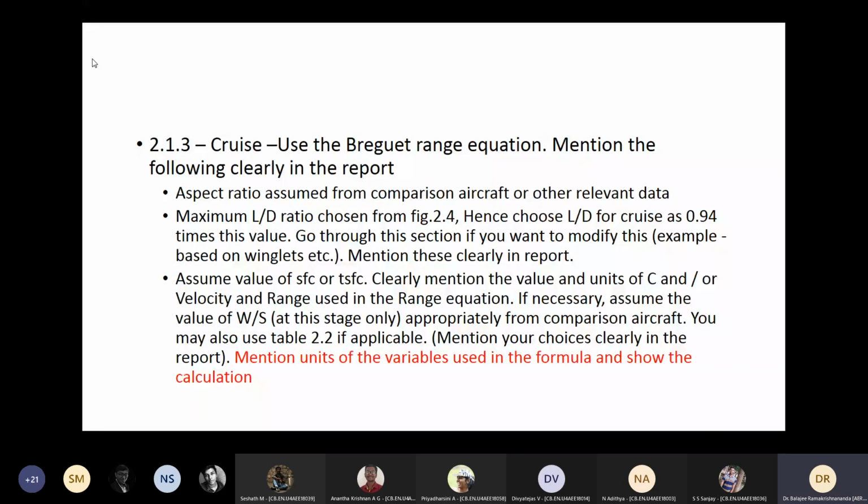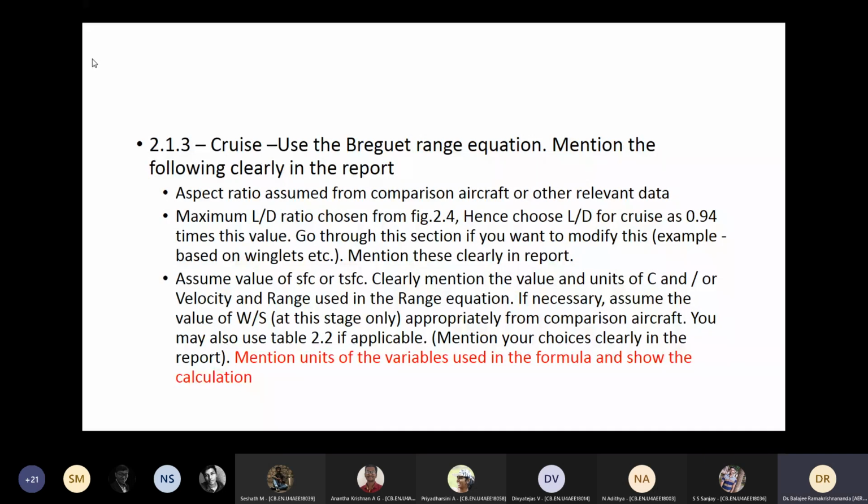Then you have to assume a value of SFC or TSFC. Now you have to clearly mention the value and units of C or C hat. Then units of velocity or range used in the range equation. You have to mention what units you are using for each of these parameters.